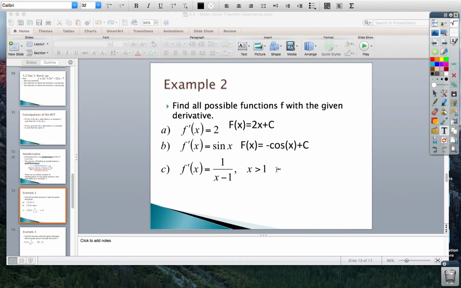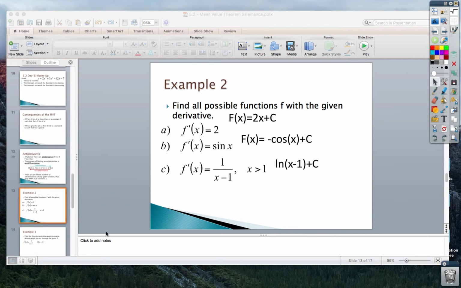Now, let's take a look at part C. The derivative of this is 1 divided by x minus 1. Hopefully you've realized by now the antiderivative is ln of x minus 1. Because if we take the derivative of ln of x minus 1, it's 1 divided by x minus 1. And remember, we don't know if there was a constant or not, so we're going to go ahead and add a plus c. So those are our antiderivatives.